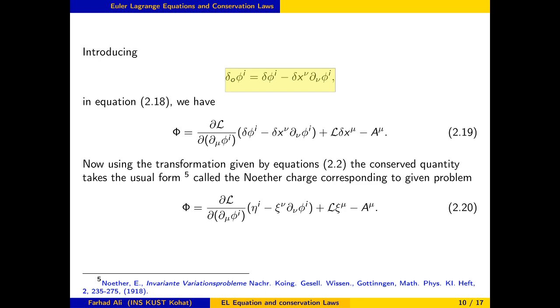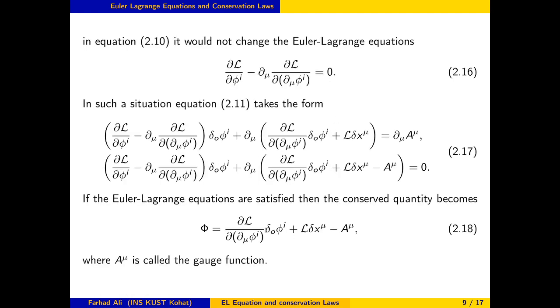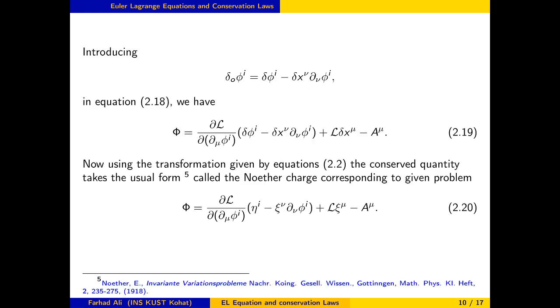What is this? This is a variation. This is variation in the dependent variable keeping x constant. This is variation in the dependent variable allowing x to vary. So allowing x to vary, we have to subtract this term. So put this identity into the previous equation, this one over here. We get this equation. This is the conservation law, a new form of the conservation law, but it is also not very well known.